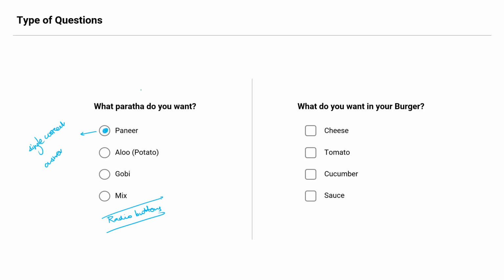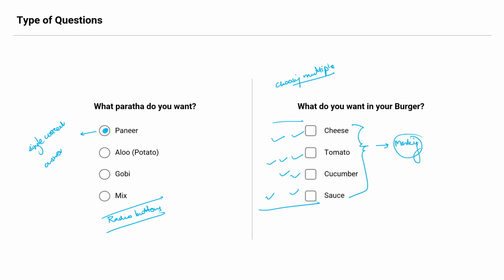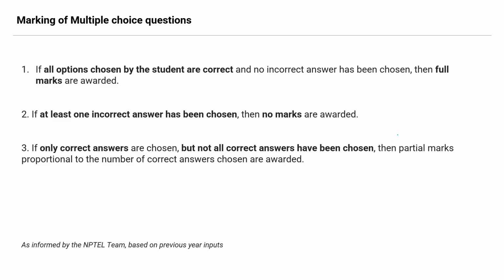What do you want in your burgers? Which means that I have the option of choosing multiple. So from a quiz perspective, there are multiple correct answers. It can be all four of them, or it can be only two of them, or it can be three of them. All these scenarios are applicable. However, depending upon what type of answers you choose, you might get marking accordingly. So again, this aspect also we'll be discussing.